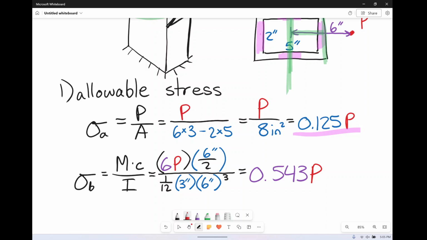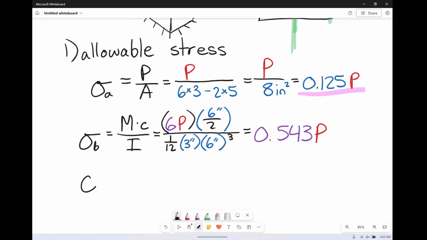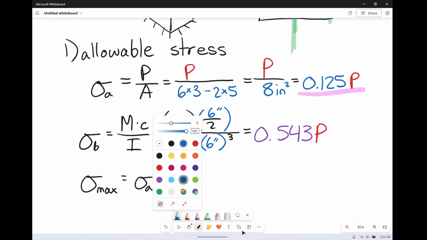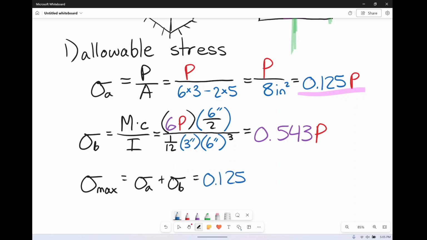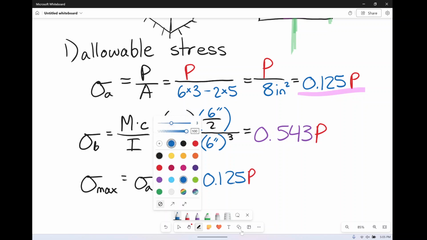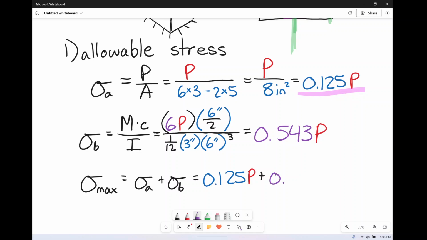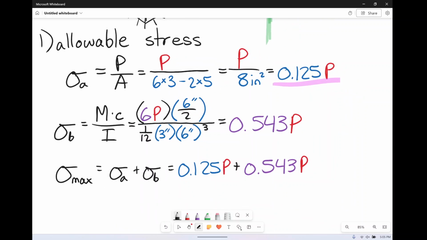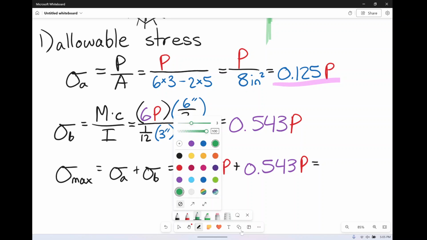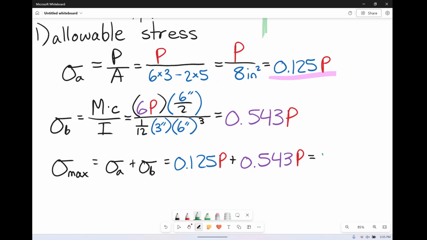Now I need my maximum. For the allowable stress, we simply find a maximum, and our maximum is just what's our A plus what's our B. So for us, that's 0.125 times P plus 0.543 times P. So grand total for us, we're going to get 0.668 times P. P's just coming with us. He's along for the ride.